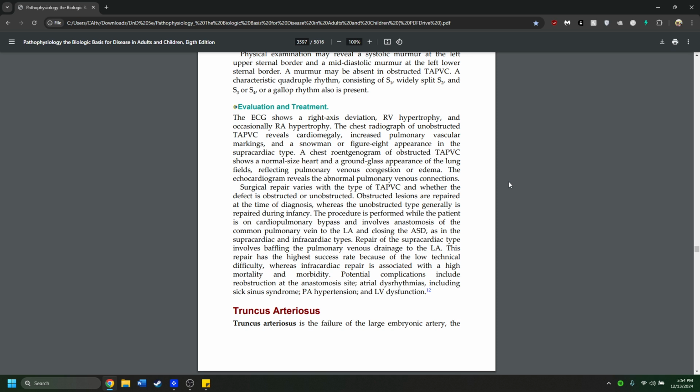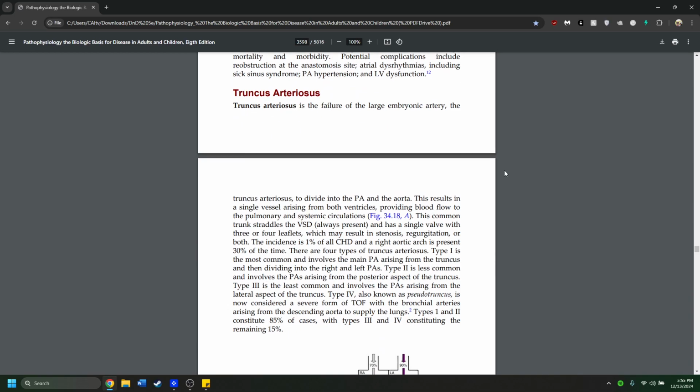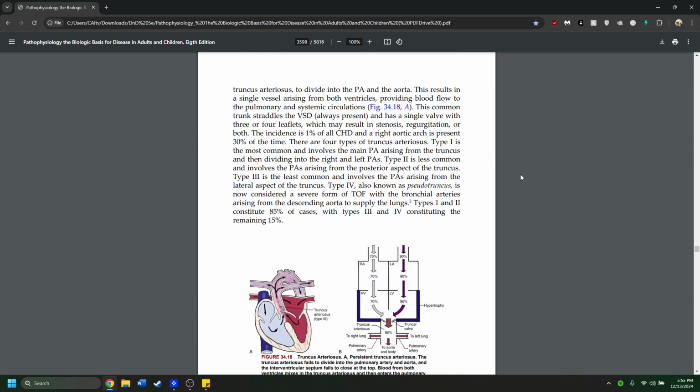That leads us to the truncus arteriosus, which is a failure of the large embryonic artery, the truncus arteriosus, to divide into the pulmonary artery and the aorta. This results in a single vessel arising from both ventricles, providing blood flow to the pulmonary and systemic circulation. This common trunk straddles the VSD and has a single valve with 3 or 4 leaflets, which may result in stenosis, regurgitation, or both. The incidence is 1% of all CHD, and a right aortic arch is present 30% of the time.